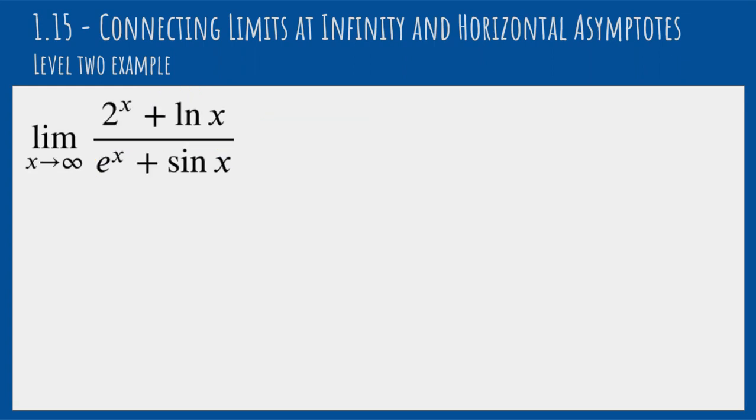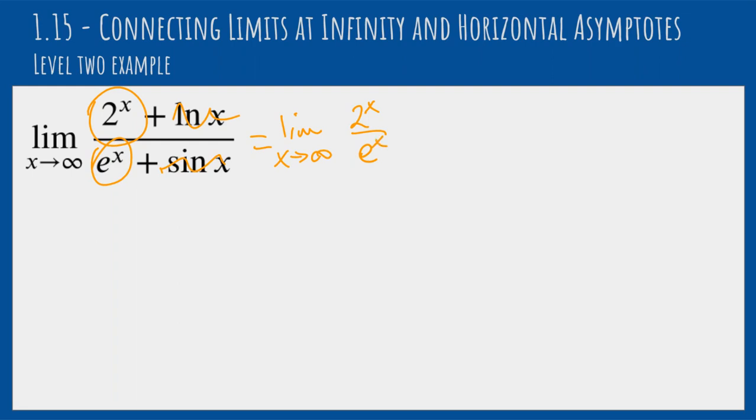Okay, this one's a little more straightforward here. So the top is dominated by the 2 to the x. Sorry, let me just circle that. So remember, the exponential functions grow faster than the log functions, so that log function is going to be negligible in the long run. The denominator is going to be dominated by the e to the x. Sine is going to be confined to a range of -1 to 1. So this is going to behave like the function 2 to the x over e to the x as x gets really big.